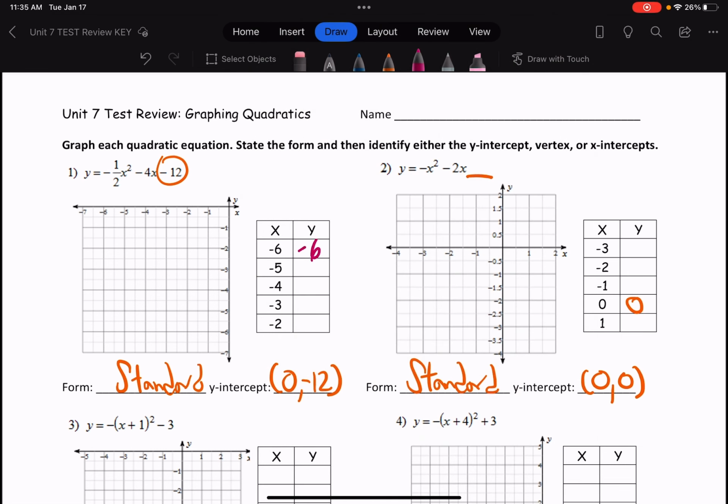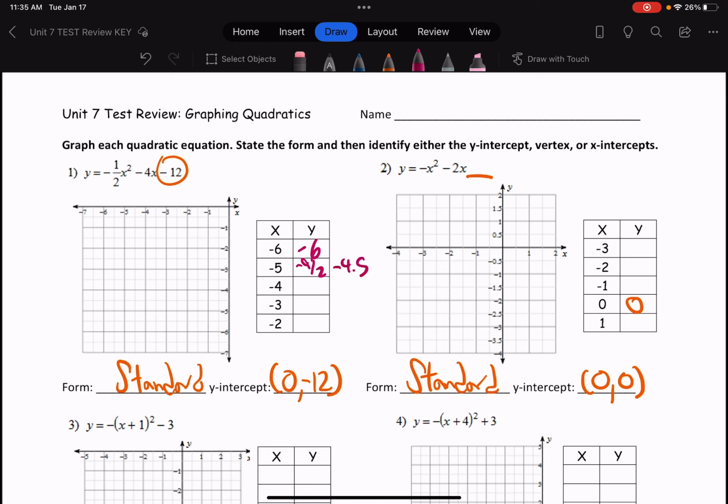But guys, I kind of struggle with graphing fractions, so I'm going to go ahead and convert that to a decimal. So that's going to give me negative 4.5. When x is negative 4, y is negative 4. When x is negative 3, y is negative 9/2 again, which is negative 4.5. And when x is negative 2, y is negative 6.